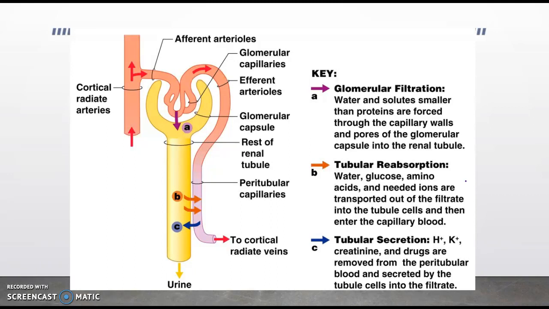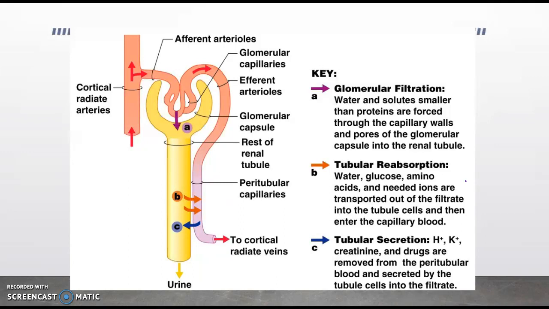And then the last one is tubular secretion. This happens throughout the nephron, and basically this is maybe something that didn't get filtered out of the glomerulus. So this can be things like excess hydrogen ions that may be making our blood too acidic.